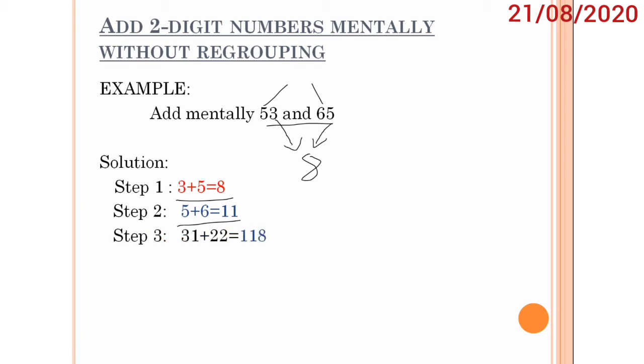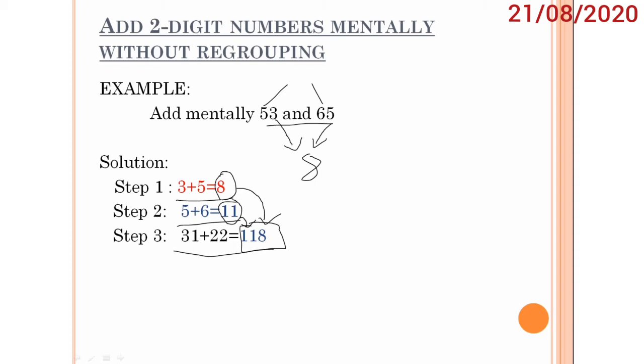Alright, now step 3. Step 3 is we have to write the sum of the digits obtained in step 1 and sum of the digits obtained in step 2 together, and we get the sum of the given numbers. That is 53 plus 65 is equal to 118. Okay, now for your convenience, let me repeat again. Okay, now remember that we have to write the number or the sum obtained in step 2 first, then we will write the number which we have obtained from step 1. Alright, and we get our final result. Okay, so I hope all of you are clear how to add 2-digit numbers mentally without regrouping, isn't it?